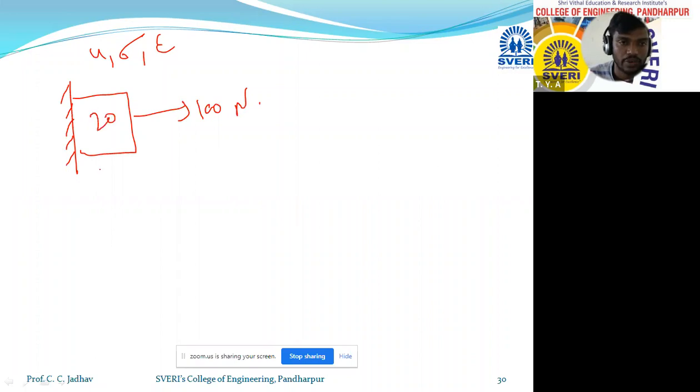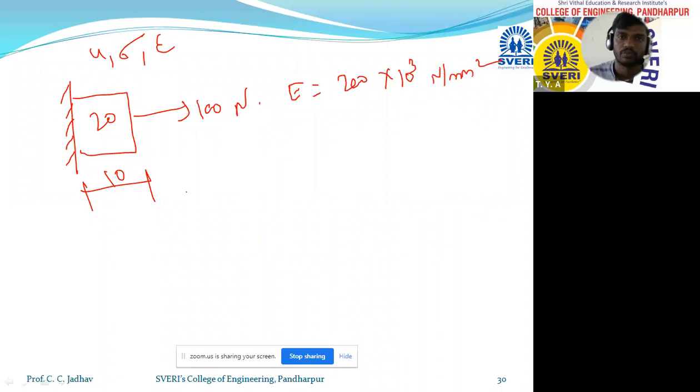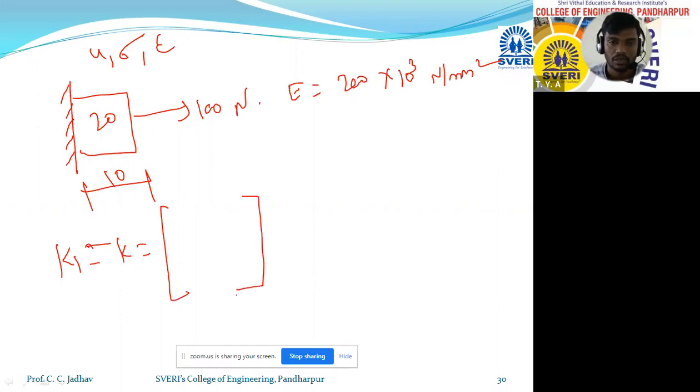Area of cross section is 20, length is 10, and Young's modulus value is 200 into 10 raised to 3 Newton per mm square. Okay, calculate and tell me the value of K1. K1 is nothing but your final K, because only one element is there. Tell me the K value. Do the calculation, tell me the values.